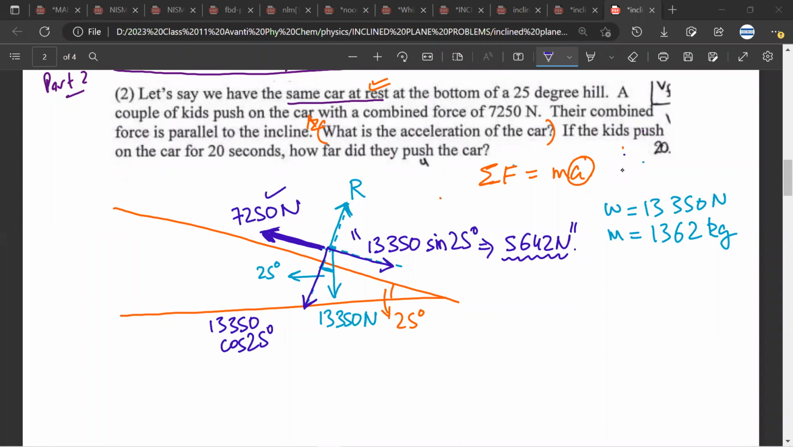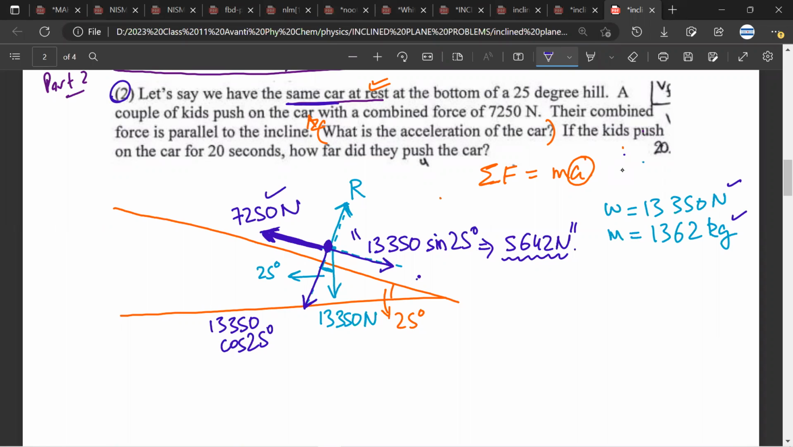Okay. So, Ms. Avantika, let's say we have the same car. Same car implies that the weight of the car is 13,350 Newton and the mass is 1362 kg at the bottom of a 25-degree hill. So this is 25 degree and the car would be somewhere at the bottom. Just for the sake of ease, I have put the car here. Ms. Avantika, is it making sense?